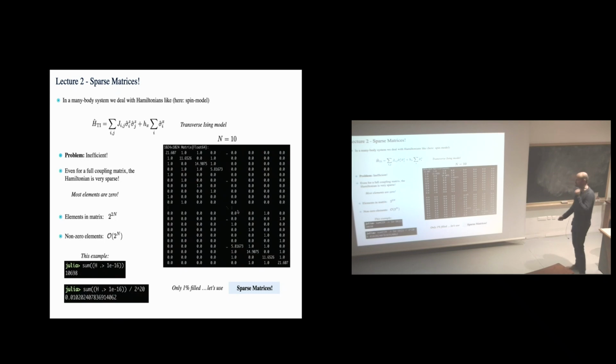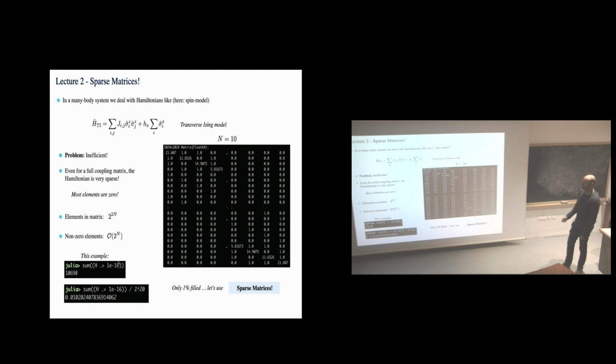To be more precise, and one can check this numerically very nicely, my matrix has 2 to the 2n elements, but the number of non-zero elements is only of order 2 to the n. And whenever you have a situation like this, where not the quadratic amount of elements are occupied in your matrix, but just a linear amount, then it pays off to use something that's called a sparse matrix.